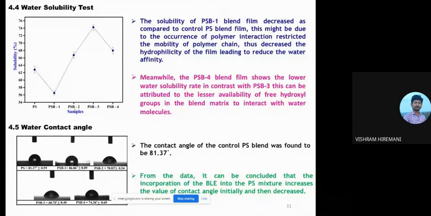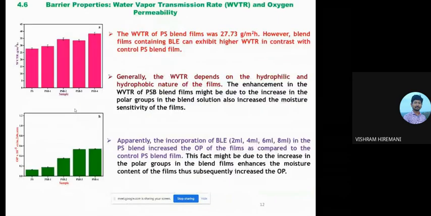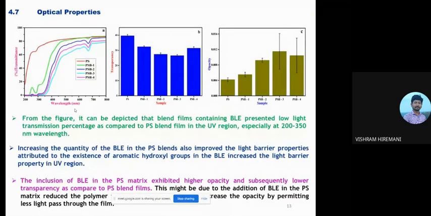Water contact angle also increased as the betel leaf extract increased in the blend matrix. Water vapor permeability and oxygen permeability also increased as the concentration of betel leaf extract increased in the blend matrix. These are the optical properties we carried out to know the UV blocking properties of the blend films.